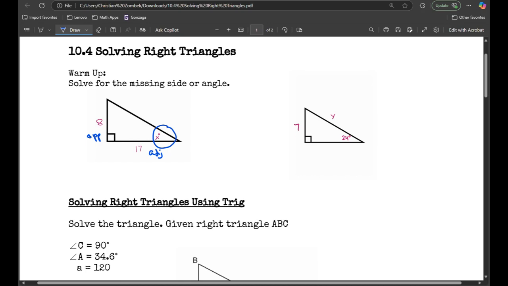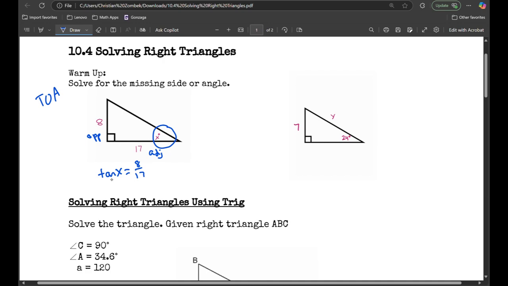Okay, so opposite over adjacent. Well, if we have the opposite and adjacent, that sounds like the TOA from SOHCAHTOA. So we're going to use the tangent of X equals 8 over 17. And remember, to figure out what X is, we have to undo or remove the tangent from the left.